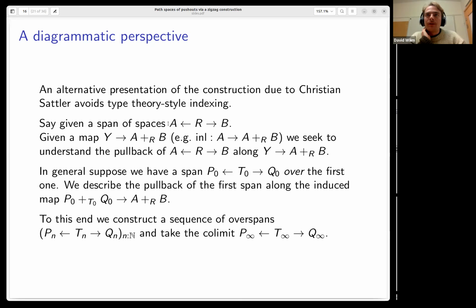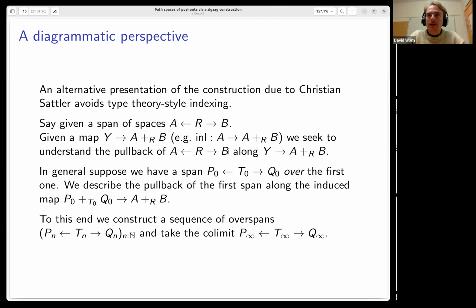So for this, instead of thinking of R as a relation between A and B, we can think of it as a type living over A and B, with projections onto A and B. So it's a span of spaces, or by space I mean type. And then basically what we want to do is, suppose given some type Y with a map into the pushout, we want to understand the pullback of this span along this map. So this is some kind of diagrammatic way of understanding path spaces. It's about pullbacks.